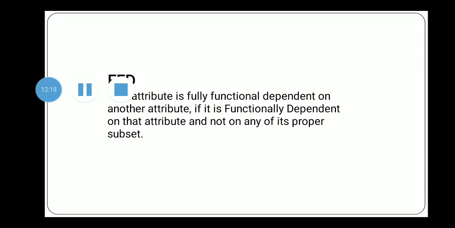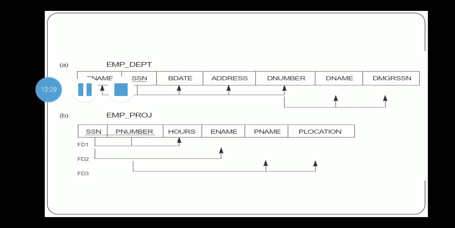Okay, what is full functional dependency? If Y is functionally dependent on an attribute set and not on any of its proper subsets. We'll see this with an example. Consider that there are three functional dependencies in this relation. SSN, comma, P number derives hours as functional dependency 1. And similarly, from the same dependency, we can derive the employee name.